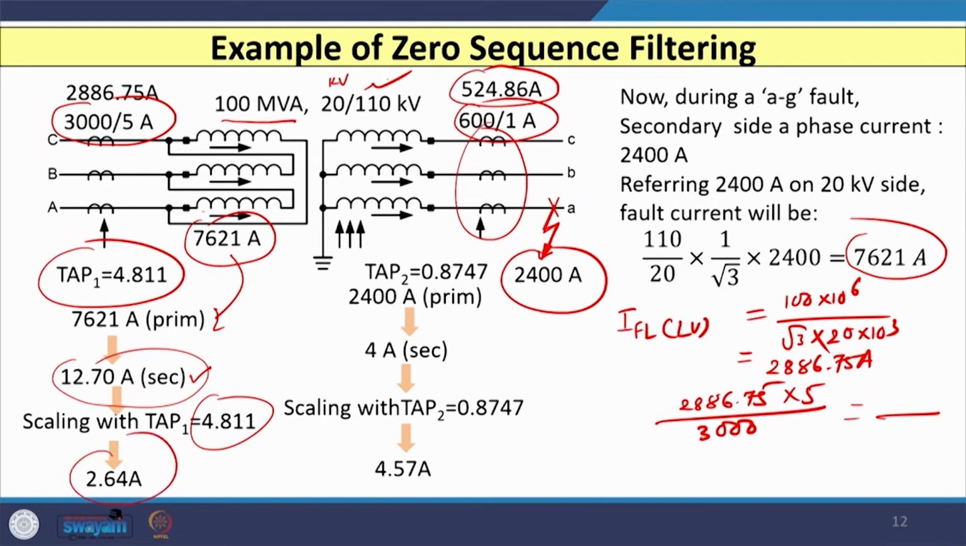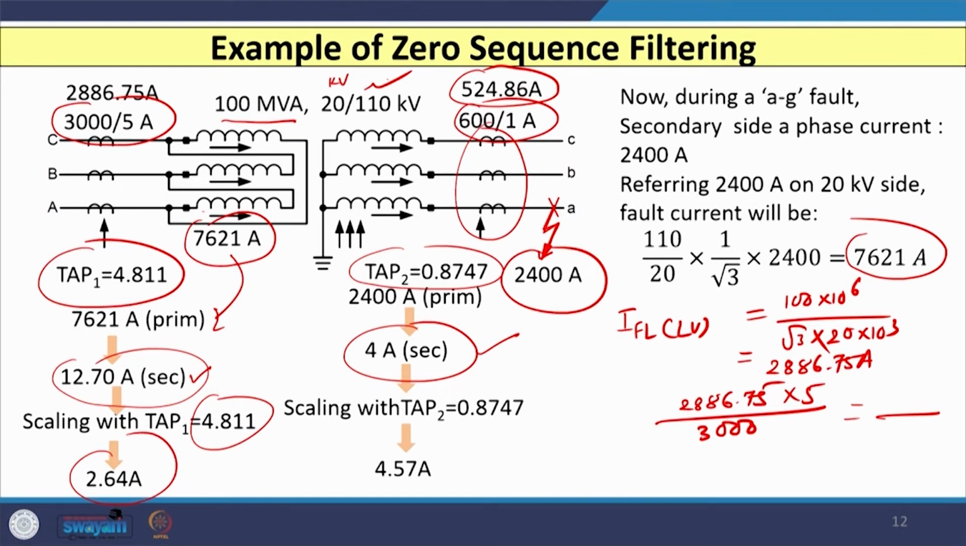In the same way, on the other side, if I take the 2400 ampere current and convert it to the secondary side using the 600 by 1 CT ratio, we will have 4 ampere, and if I calculate the tap on the HV side, we will have 0.8747, because again we have MVA into 1000 by root 3 into kV.